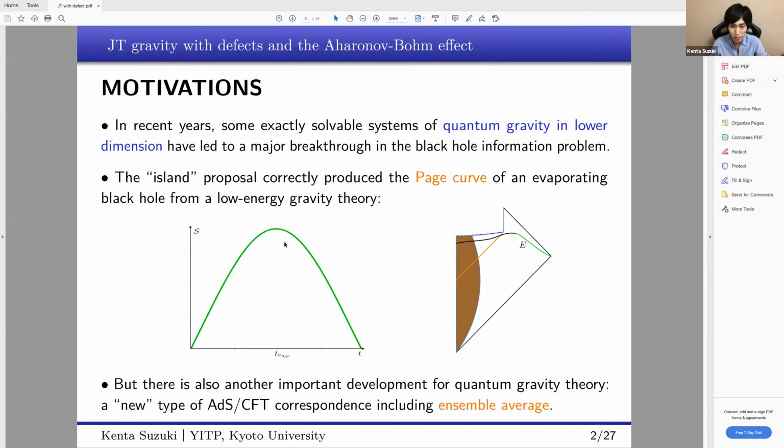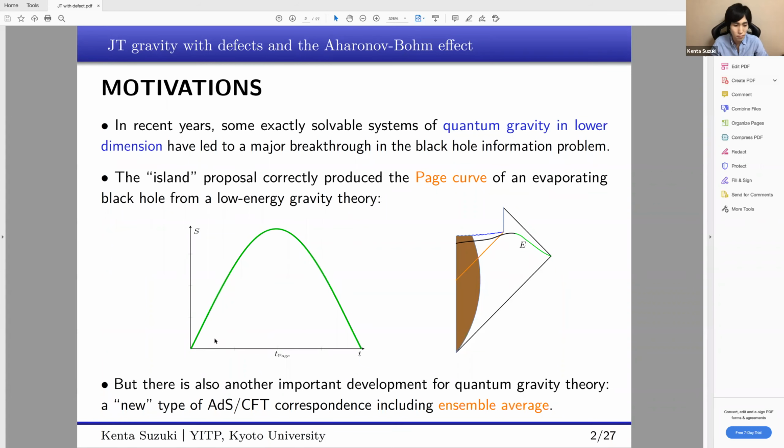Green line, which shows how the entanglement entropy of Hawking radiation evolves in time, from the time when a black hole was formed from the collapsing matter to the time when a black hole completely evaporates by Hawking radiation.